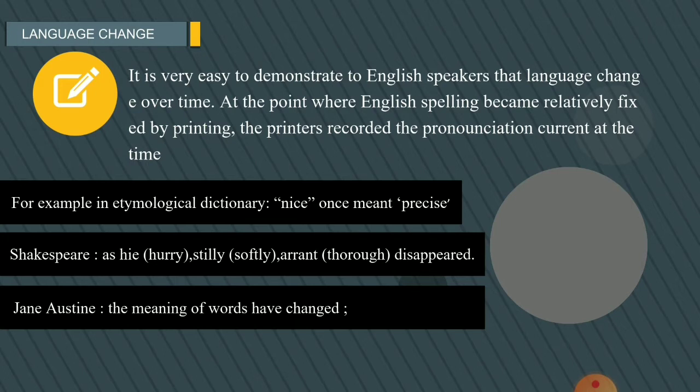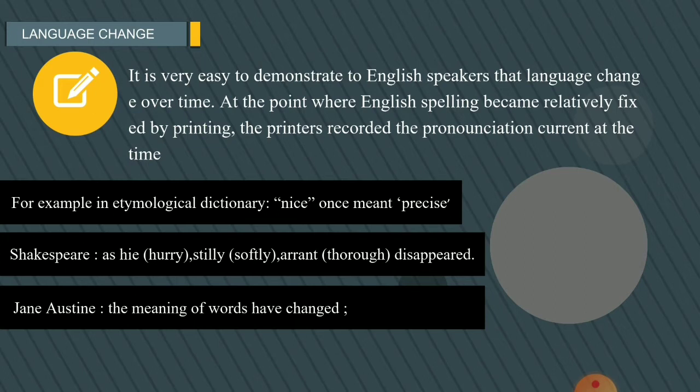It is very easy to demonstrate to English speakers that language changes over time. At the point where English spelling became relatively fixed by printing, the printers recorded the pronunciation current at the time. For example, in an etymological dictionary, nice once meant precise. Another example is reading Shakespeare, which turns up many words, such as high, which means hurry, stilly, which means softly, and errant, which means thorough, which have disappeared or more treacherously changed their meaning. Even since Jane Austen's time, the meaning of words has changed.